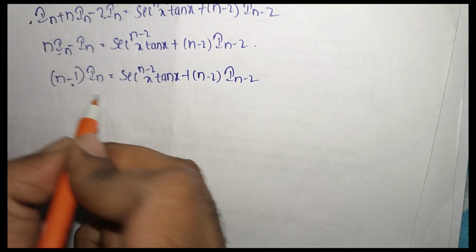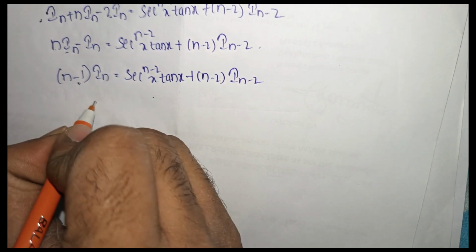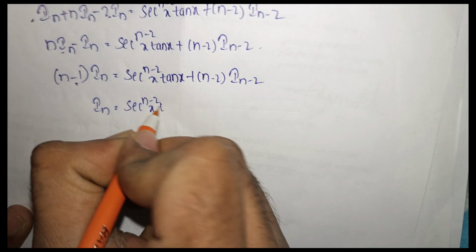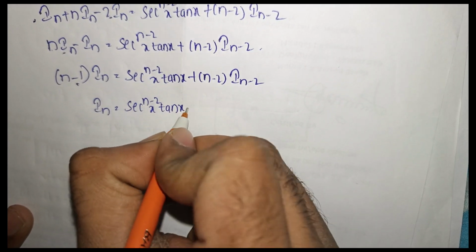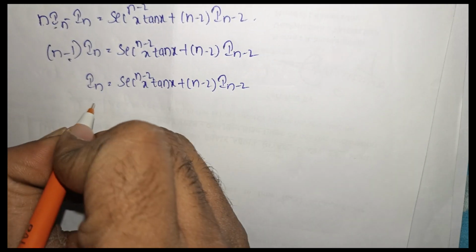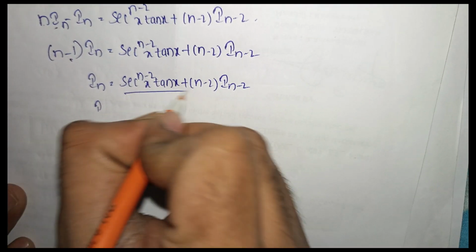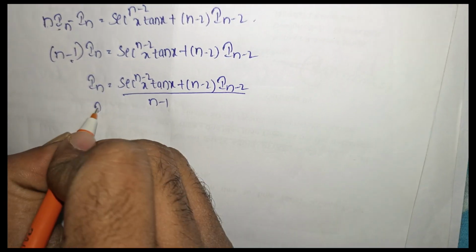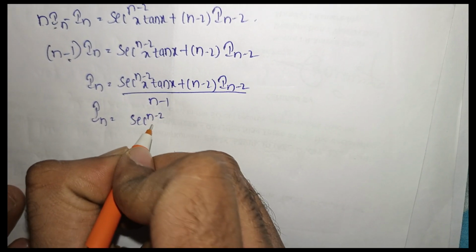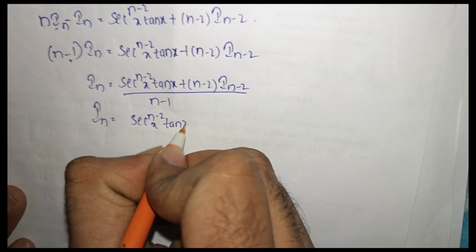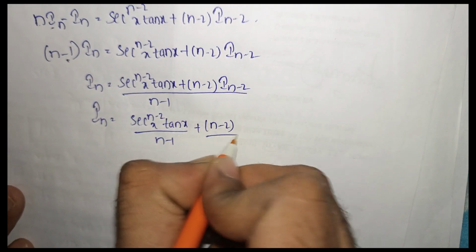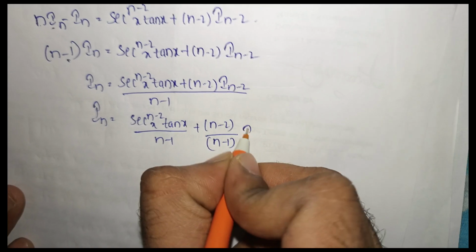It's in the numerator, so it will come into the denominator. I_n is equal to secant to the power of n minus 2 x tan x plus (n minus 2) I_(n minus 2), all divided by n minus 1. So I_n is equal to secant^(n minus 2) x tan x by (n minus 1) plus (n minus 2) by (n minus 1) I_(n minus 2).